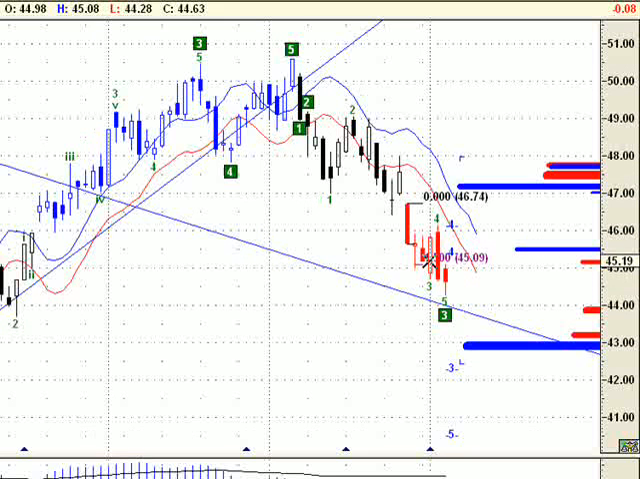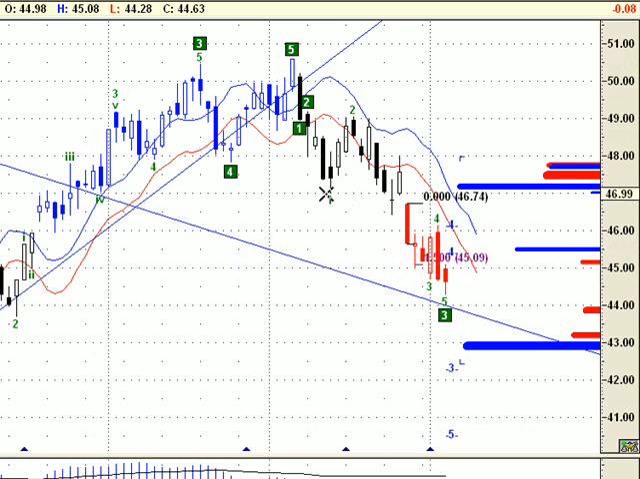As we spoke last week, up until 45, we couldn't be sure if this was an ABC or 1, 2, 3. When 45 was broken to the downside last week, these probabilities changed, and now we have a 75% probability that this would be a downwards impulse.